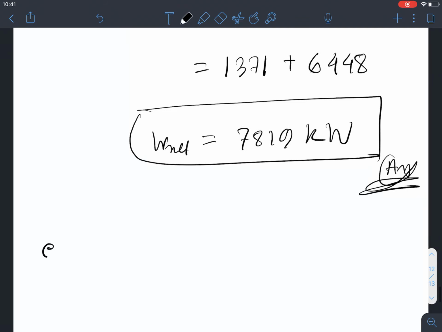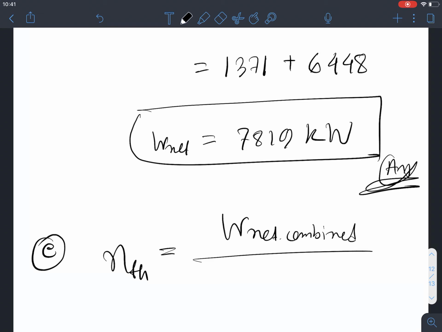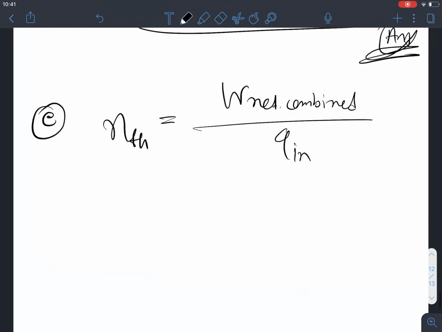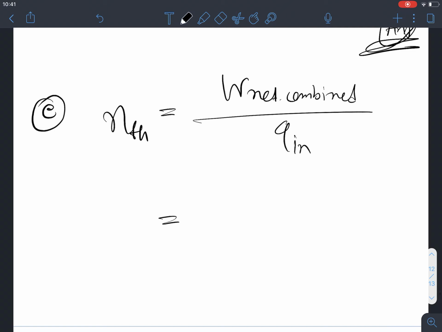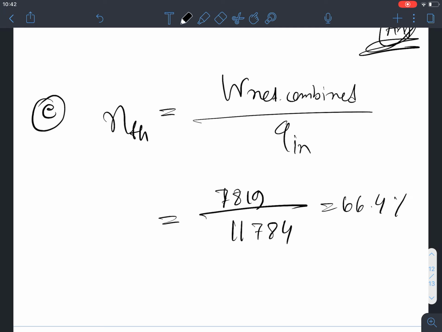And then the last portion, the thermal efficiency of this combined cycle. So the W net of this combined cycle divided by Q in. W net of the combined cycle, we just saw, is 7819, divided by 11,784. So it would be 66.4%.